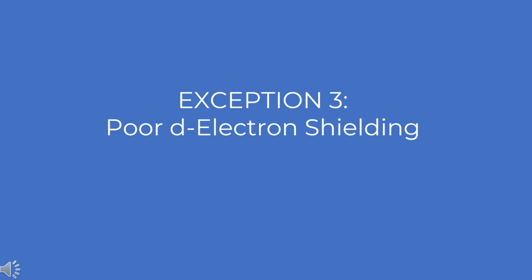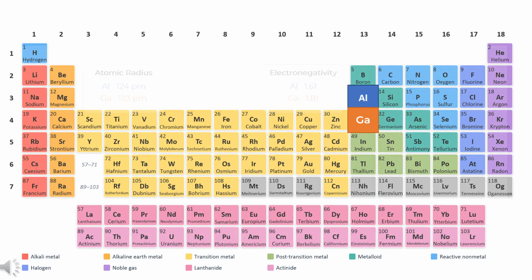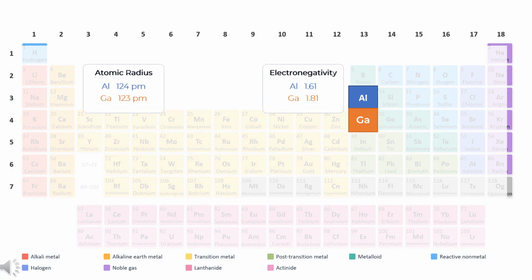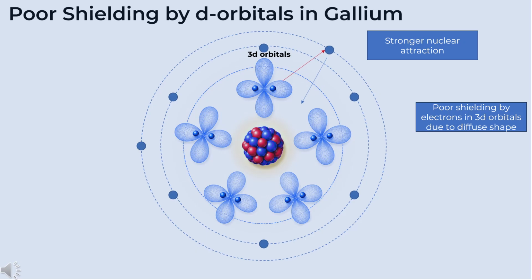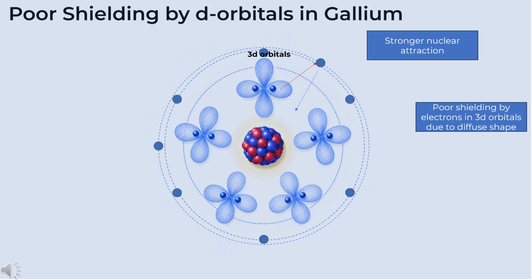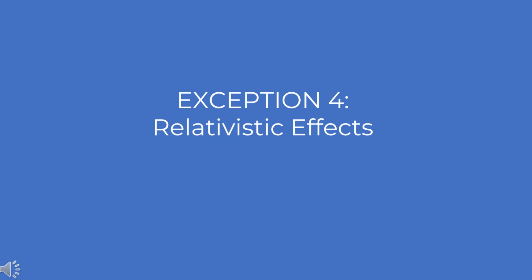The third exception is the d-electron poor shielding. Although gallium lies below aluminium, it has a smaller radius and higher electronegativity. Why? Poor shielding by electrons in diffuse-shaped 3d orbitals allows the nucleus to attract the outer electrons more strongly.